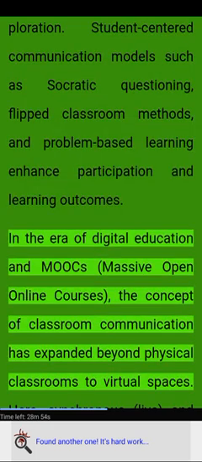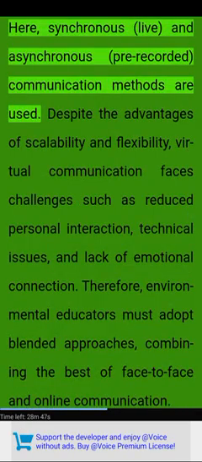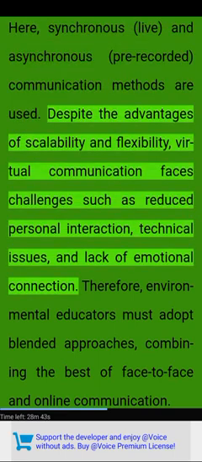In the era of digital education and MOOCs, massive open online courses, the concept of classroom communication has expanded beyond physical classrooms to virtual spaces. Here, synchronous, live, and asynchronous, pre-recorded, communication methods are used. Despite the advantages of scalability and flexibility, virtual communication faces challenges such as reduced personal interaction, technical issues, and lack of emotional connection.